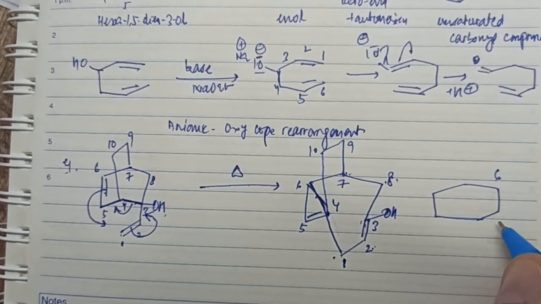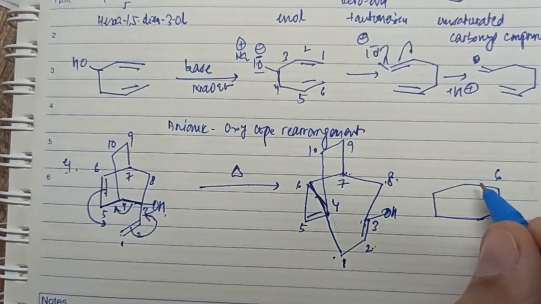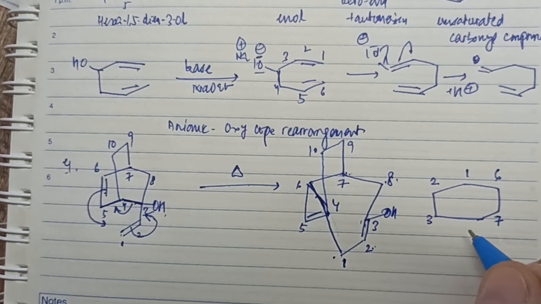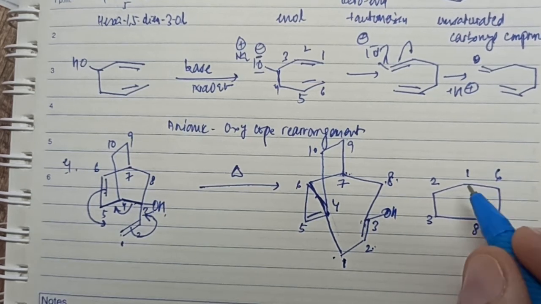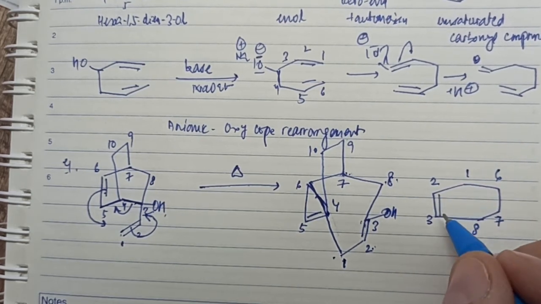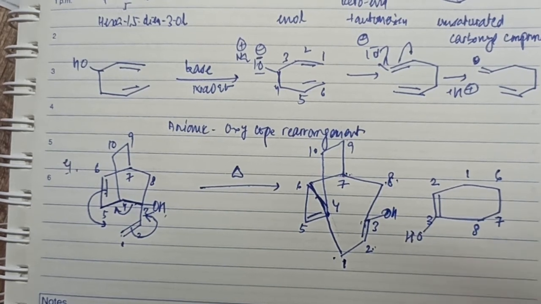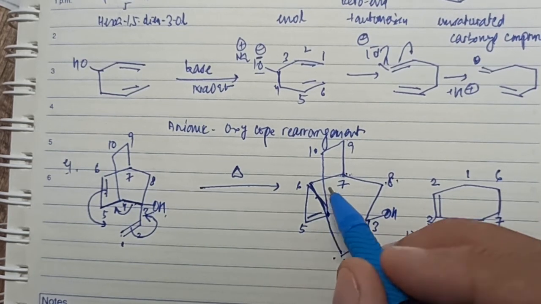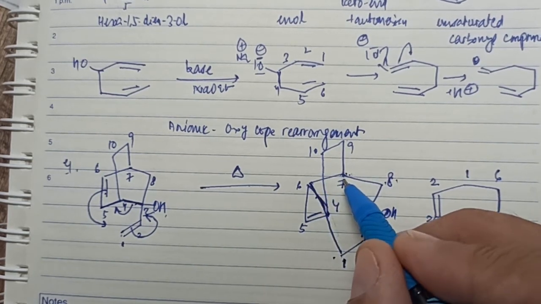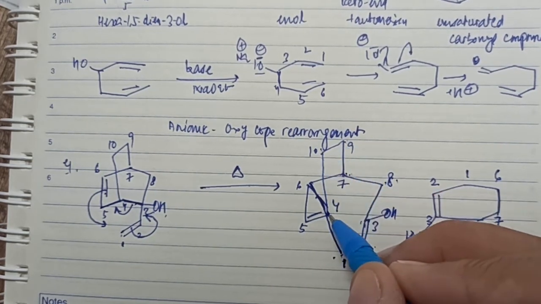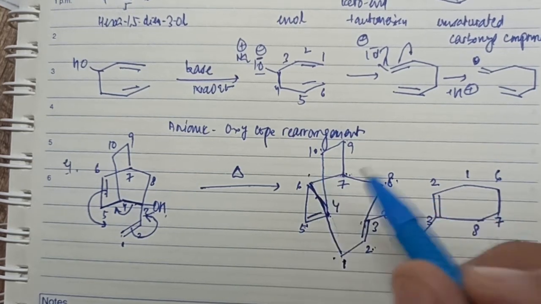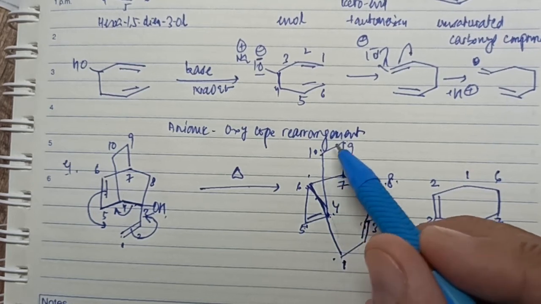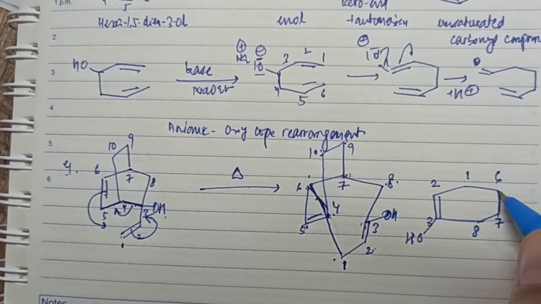Bridgehead is 6, bridgehead is 7. Attached to 6 was 1, attached to 1 was 2, attached to 2 is 3, attached to 3 is 8, and attached to 8 is 7. Between 2 and 3 you have a double bond, and attached to 3 you have an OH moiety. And if you look at 6 and 7, they are directly joined, and 7 is attached to 9, attached to 10, attached to 4, attached to 5, and 5 is attached to 6. So looking at the size of this ring, this is 1, 2, 3, 4, 5, 6: another 6-membered ring.